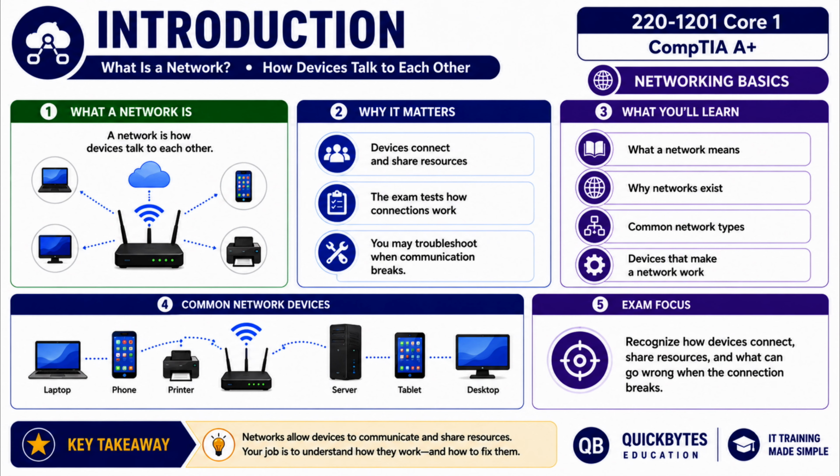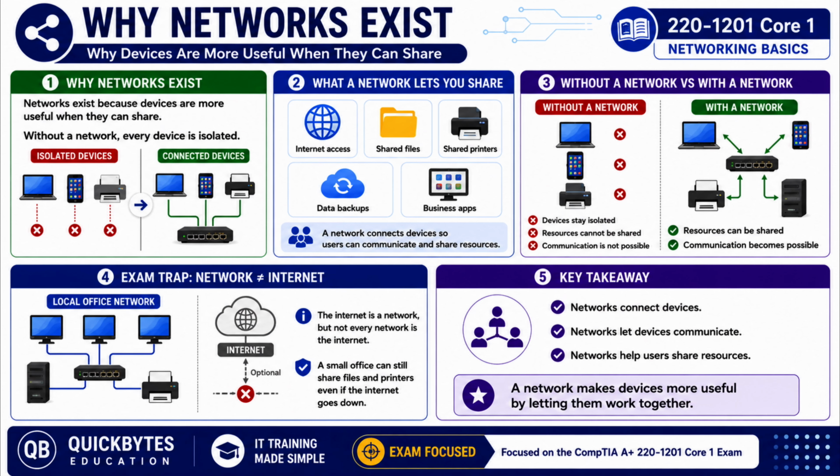On the exam, they may test this by asking what a network allows users to do, like share files, share printers, access the internet, or communicate with other devices. Networks exist because devices are more useful when they can share. Without a network, every device is isolated. With a network, users can share internet access, open shared files, print to shared printers, back up data, and connect to business apps.